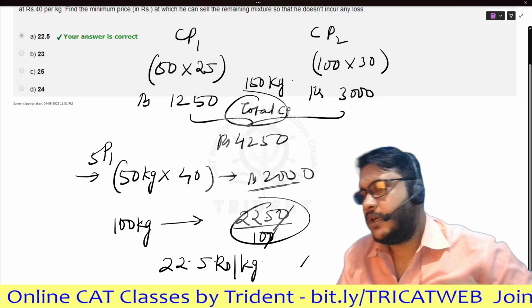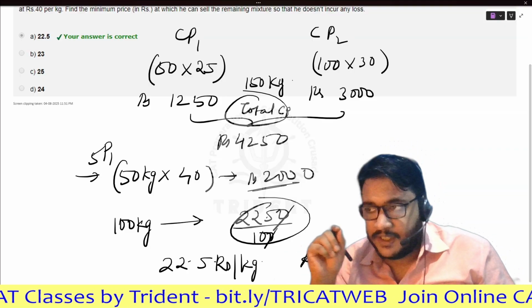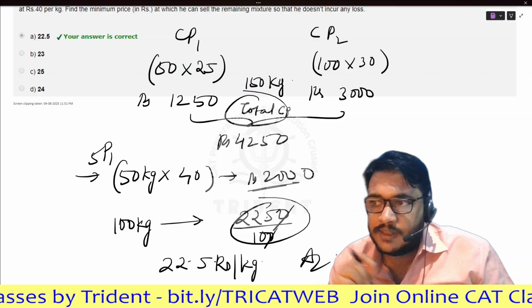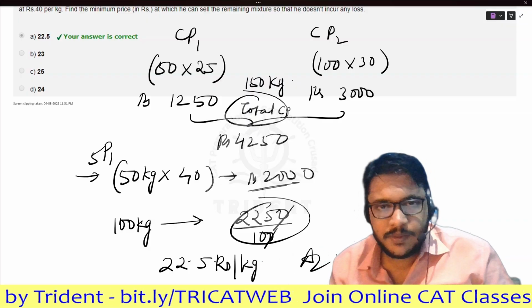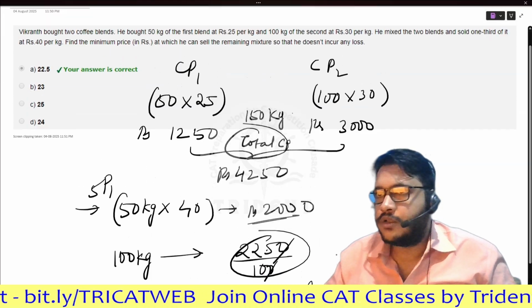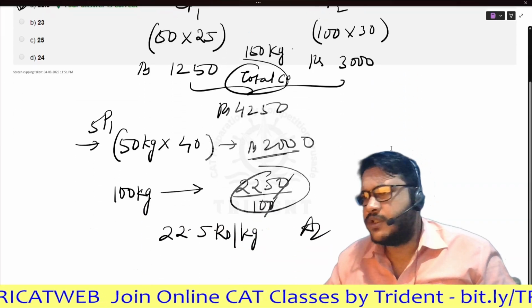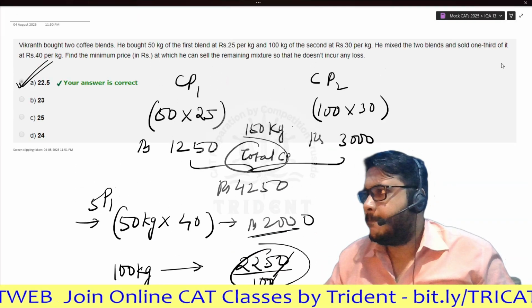22.5 rupees per kg. If he puts out his selling price at 22.5 rupees per kg, at least he will not make any loss. Okay, so 22.5 is the answer. It's a good question, easy question, not very difficult as such.